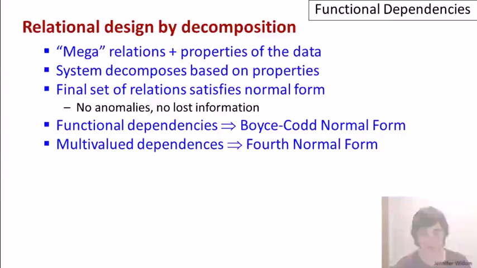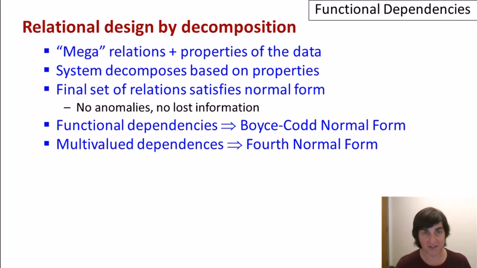Covers functional dependencies. First, a quick recap of relational design by decomposition. The idea is that the application designer writes mega relations that contain all the information and properties of the data that we're storing, and then the system will automatically decompose those based on the properties that are specified. The final set of decomposed relations will satisfy what's called the normal form.